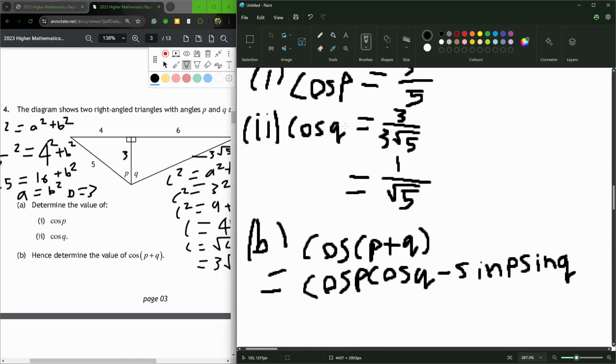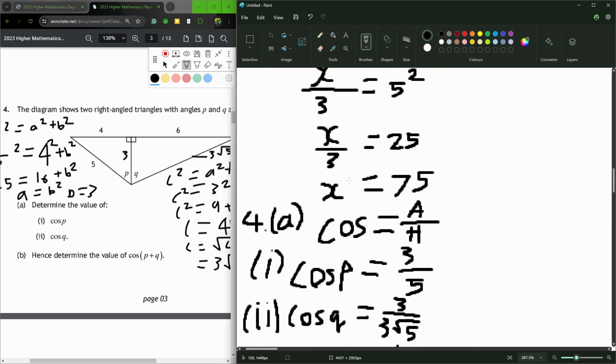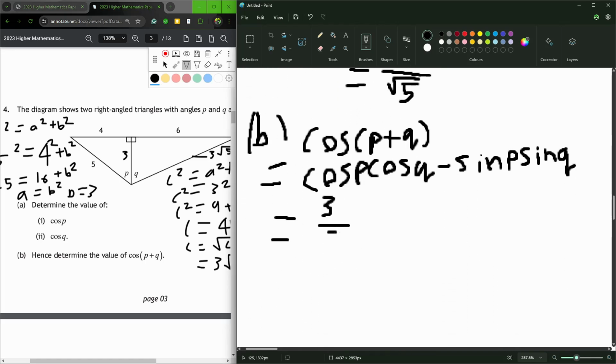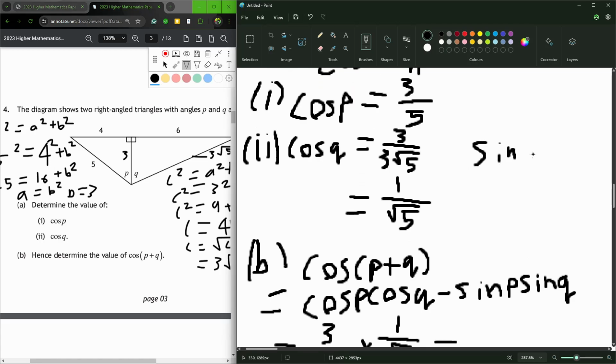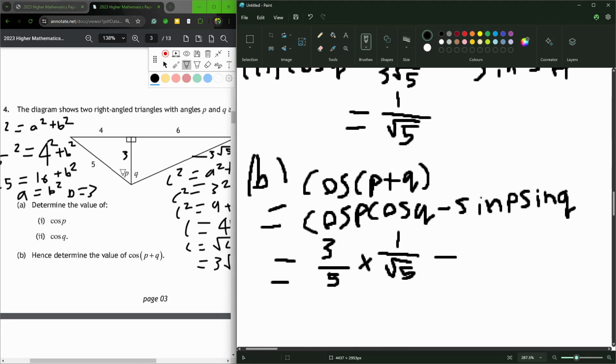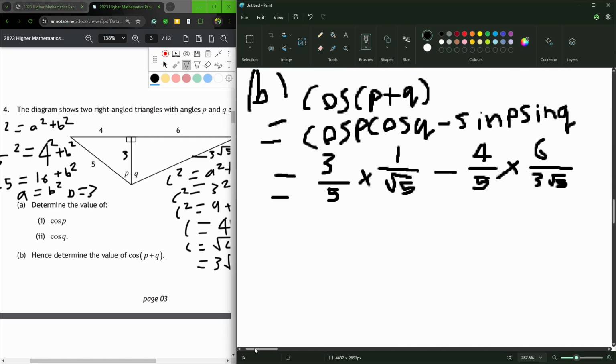As we've already established what cos P and cos Q are, we can just straight up shove that in. So that'd be 3/5 times 1 over root 5, and then minus sine P and sine Q. But we've already established how we can get those. So remember, sine equals opposite over hypotenuse, which means for sine P it would be 4 over 5, and for sine Q it would be 6 over 3 root 5, which you could simplify down to 2 over root 5, so we're going to quickly do that.